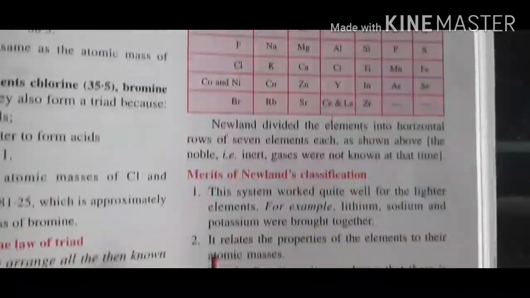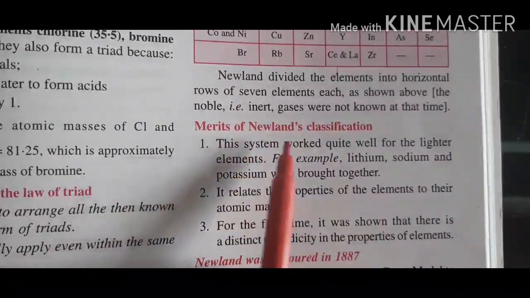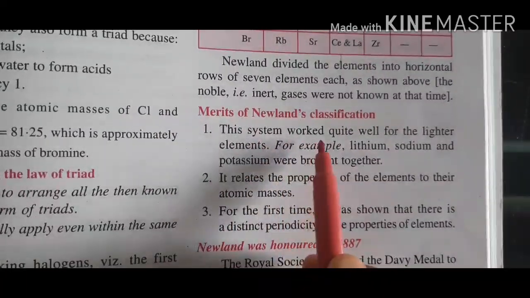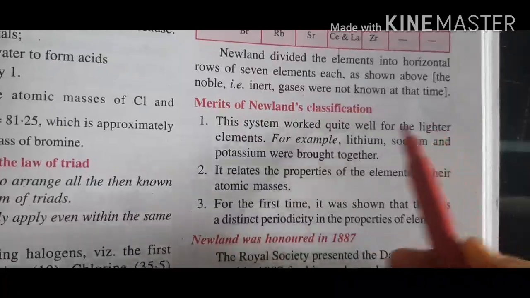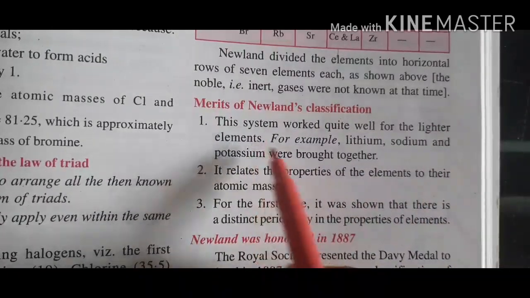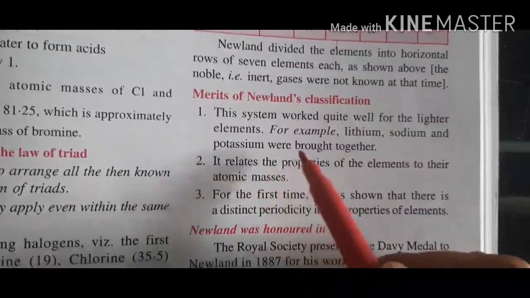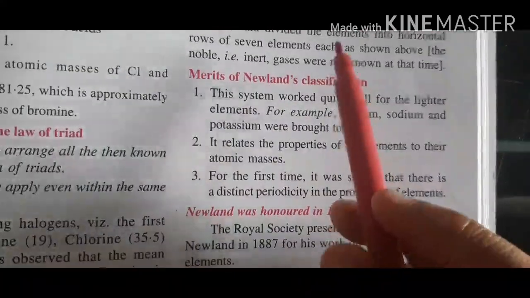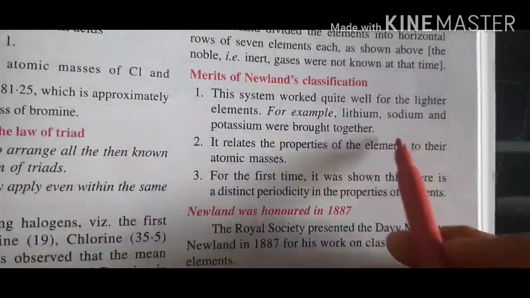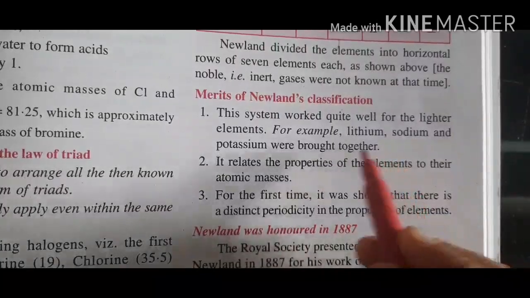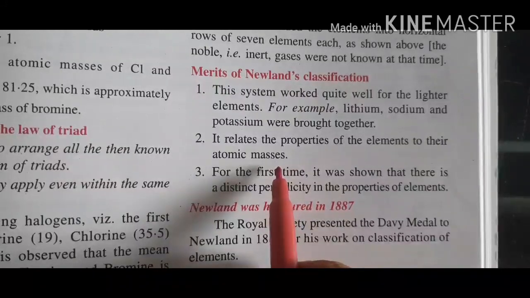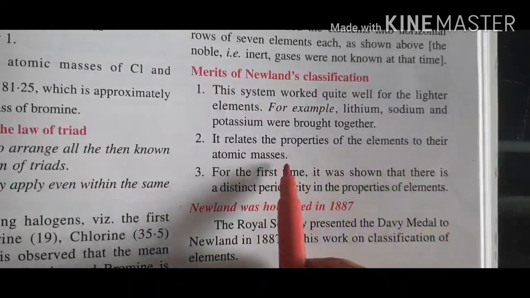So what are the merits, which means the advantages, of Newlands' classification? This system worked quite well for lighter elements, which means those that do not have a higher atomic mass. For example, lithium, sodium and potassium were brought together. They have the same characteristics. Nowadays also lithium, sodium and potassium are in the same group. So this is somehow good. Second, it related the properties of the elements to their atomic masses.